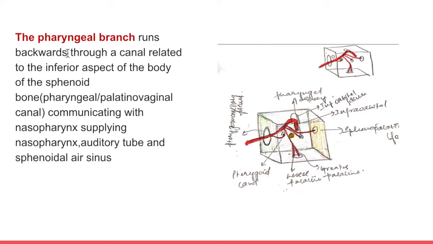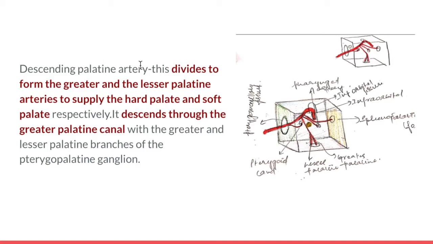The pharyngeal branch runs backwards through a canal related to the inferior aspect of the body of the sphenoid, communicating with the nasopharynx, as in the name, supplying the nasopharynx, auditory tube, and the sphenoidal air sinus. Finally, we have the descending palatine artery, which divides to the greater and the lesser palatine arteries, which supply the hard and the soft palate respectively. It descends through the greater palatine canal with the greater and lesser palatine branches of the pterygopalatine ganglion.